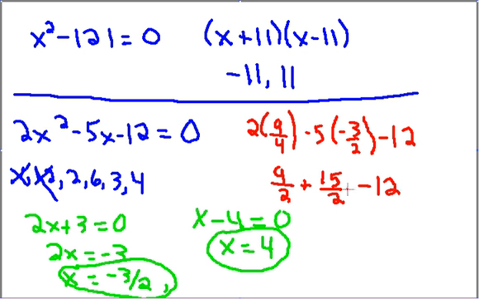We're going to do the rest here in our head. 9 halves plus 15 halves is 24 halves. 24 over 2 is the same thing as 12. So then that 12 minus this 12 does in fact give us 0, which is another solution to our original equation. So x equaling minus 3 halves and x equaling 4 are the two solutions to this quadratic equation.